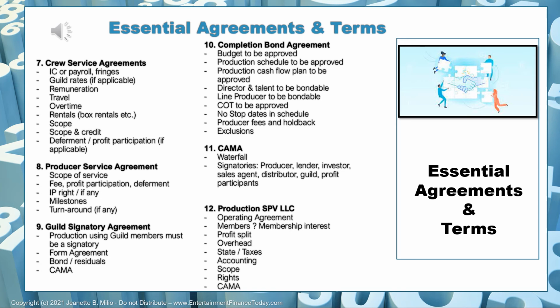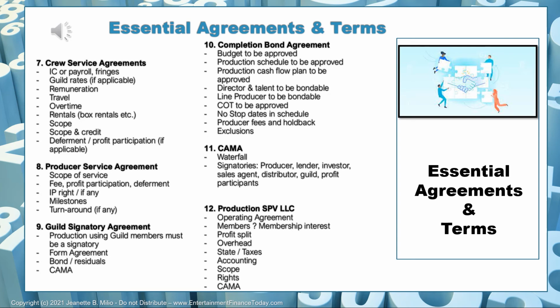You're going to have to do a guild signatory agreement for the production company that's handling the movie, so make sure you are working with the signatory departments for the three main guilds we have here, with your SAG, WGA, and DGA, and understand what kind of residuals you might have to deal with if you do have to pay a bond to them. And of course, they're going to be in the collection agent management agreement.